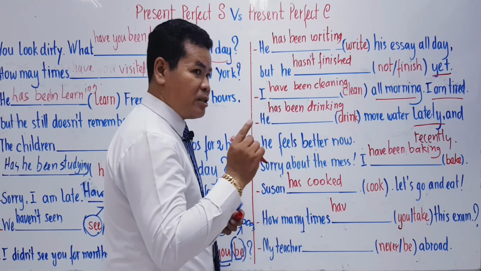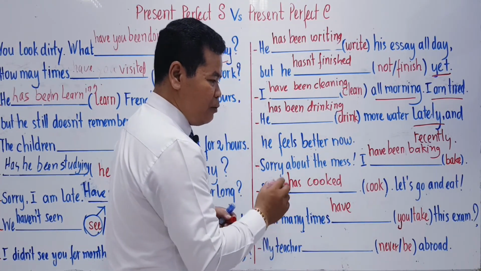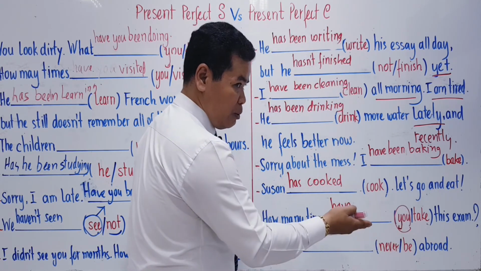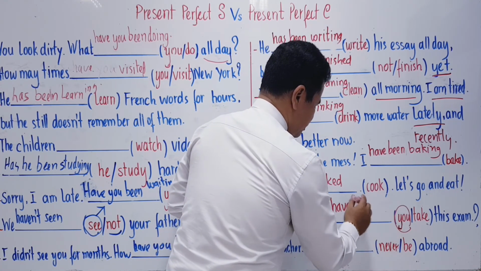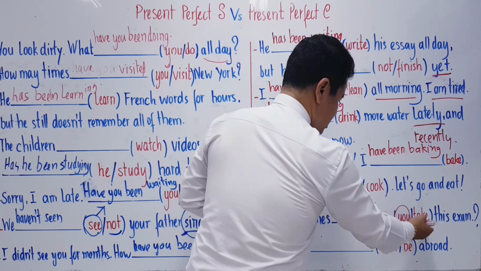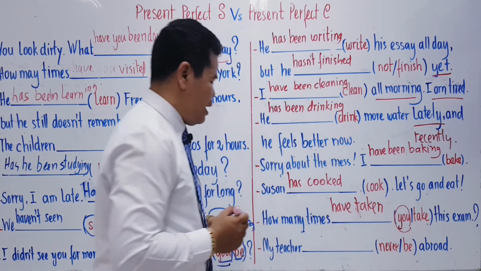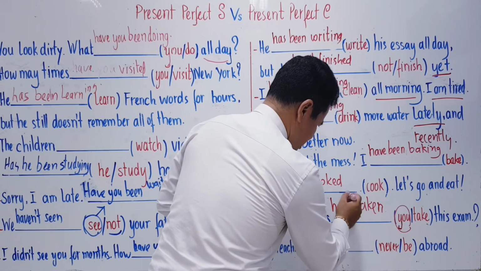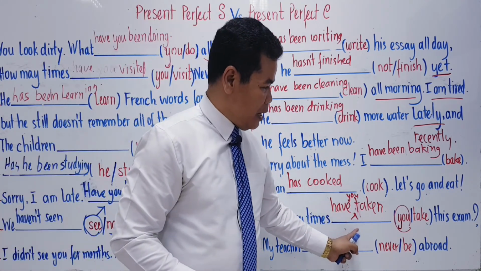Now, how many times have... is the auxiliary verb or helping verb? We use have, we don't use has. The reason is you is the subject, so have is used with you, right? You have what? Take is the present simple, then go to the past participle, taken. How many times have you taken this exam?